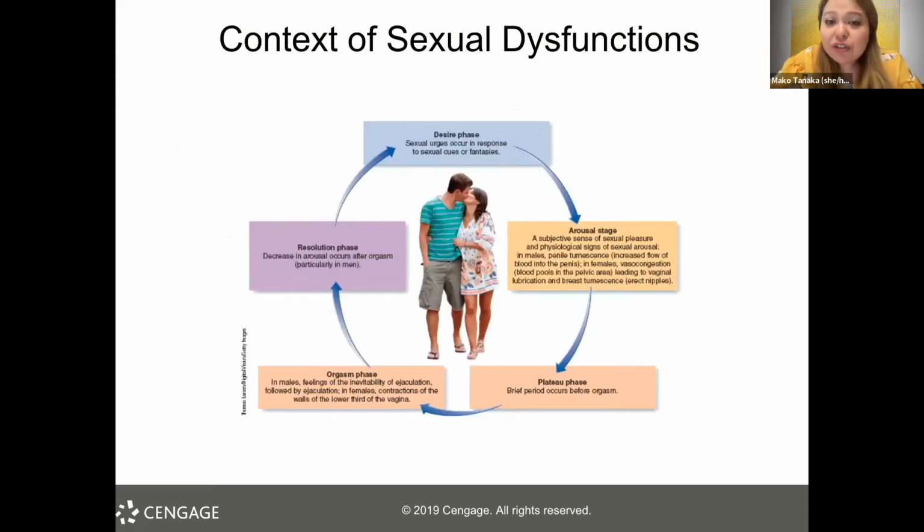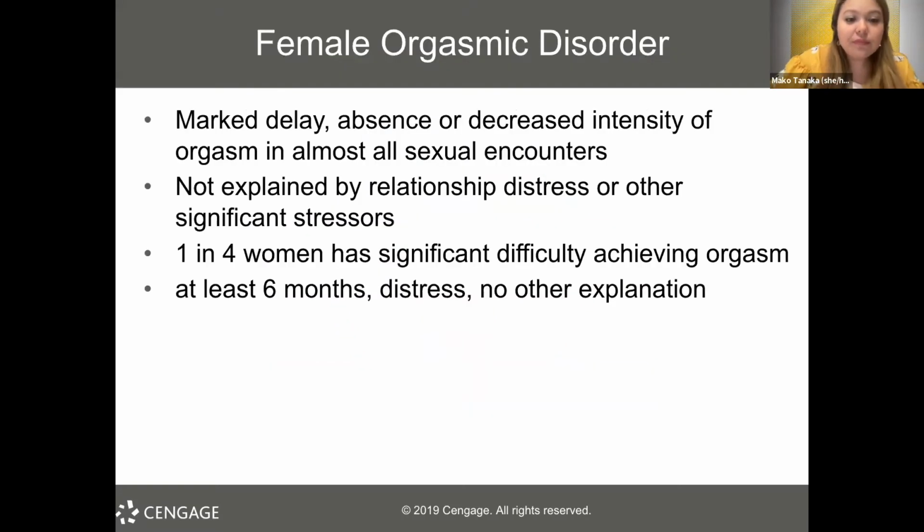So if we return to the sexual cycle again, we just covered dysfunctions at the desire and at the arousal stage. And now we're going to turn to disorders that occur specifically at the orgasm phase. Women with female orgasmic disorders have difficulty orgasming that can look like a delay or just an overall difficulty with reaching orgasm, or it could be just reduced intensity of orgasmic sensations.